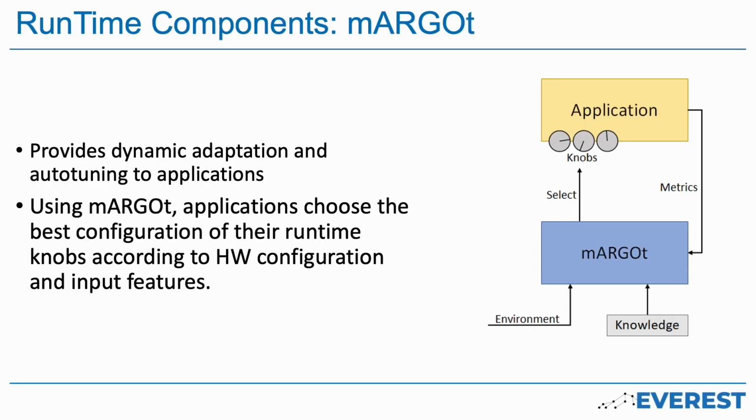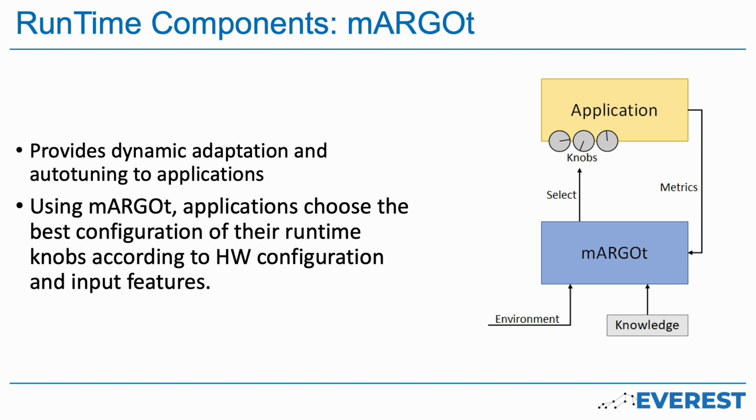Hello, I'm Roberto Rocco, and I present you the Margot Auto-Tuning Framework, which provides the application with dynamic adaptation functionalities. Its use ensures that the application can select the best parameterization, that is, the best values for its knobs, given the optimization problem and the features of the input and the execution environment.